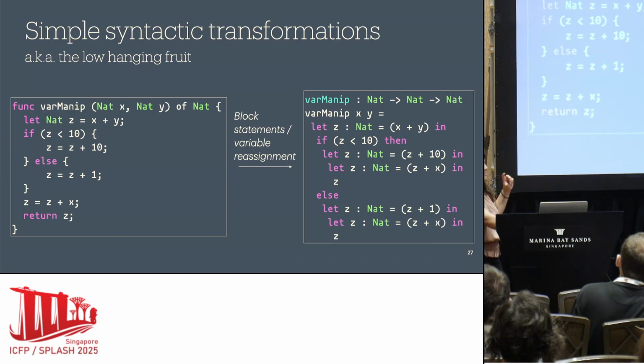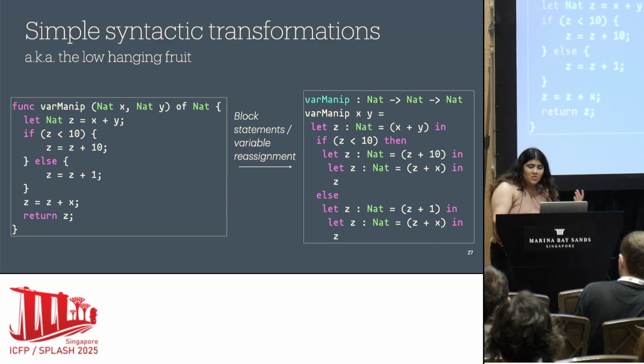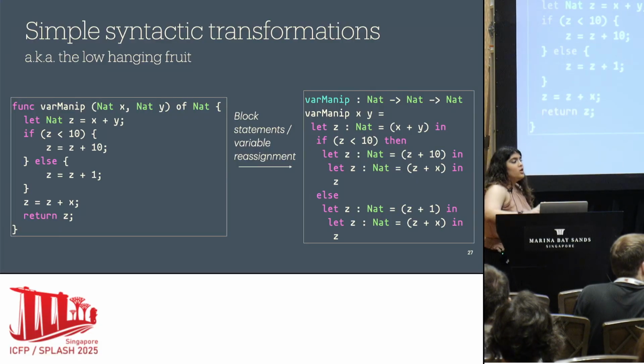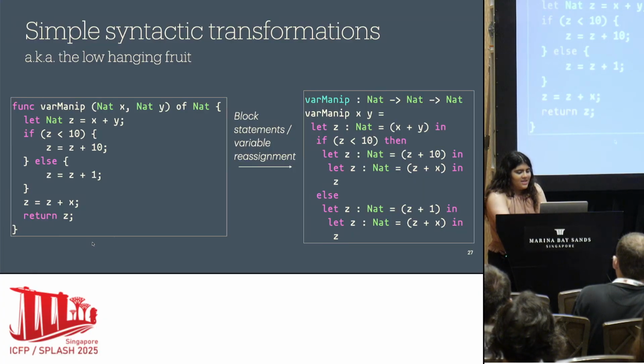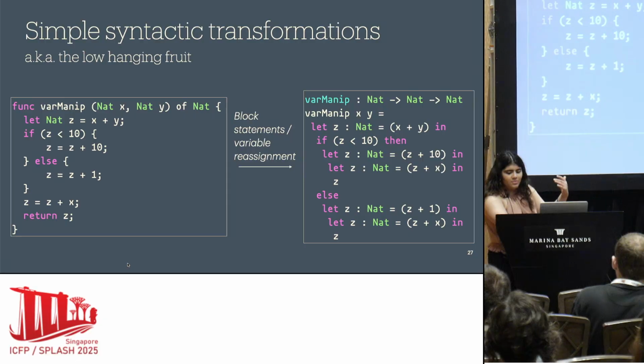Block statements. People really don't like the fact that functional programs are one big term, and this idea of sequential execution is, I think, key to imperative programming. And you can do it pretty easily. And also variable reassignment. You tell someone a variable is immutable and they get really mad. So you make them think that you're reassigning the same variable. It's just shadowing in Idris, which is pretty reasonable.